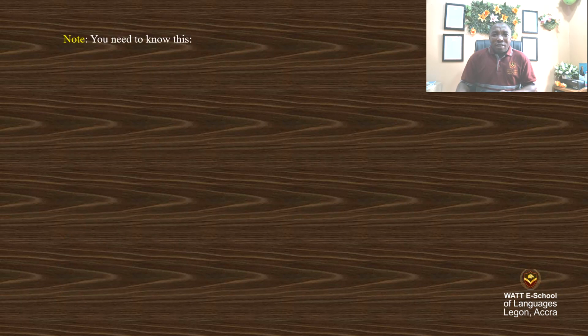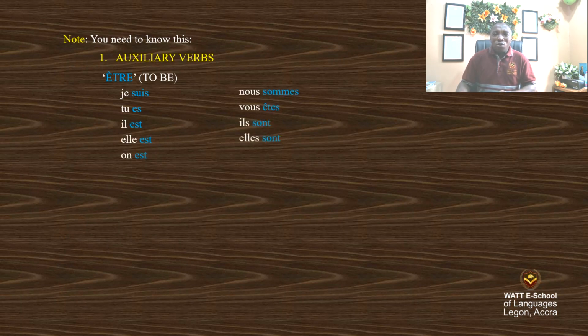You need to know this. Auxiliary verbs. We have être, which is to be. This is how it is conjugated in the present. Je suis, tu es, il est, elle est, on est, nous sommes, vous êtes, ils sont, elles sont. That is the present tense of the verb to be.